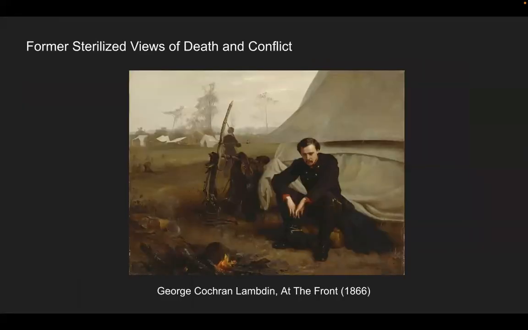And there were formerly sterilized views of death and conflict. So many people painted what they thought war was like. And Lambden at the front shows a Union soldier who's staring down at the ground. This was the home front's ideas of what war and conflict may have been like. It's understood it was not a fun time to be in, especially if you were a soldier of any sort.